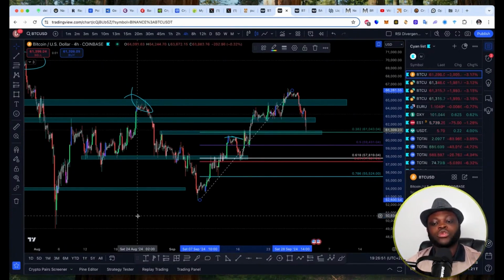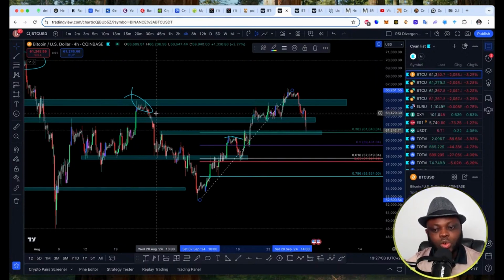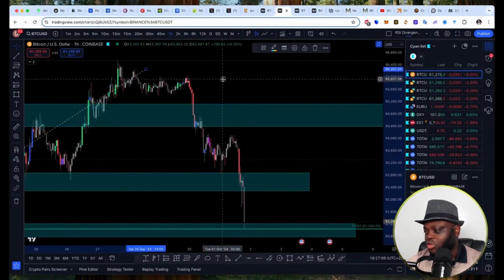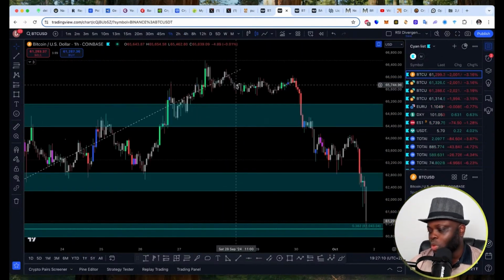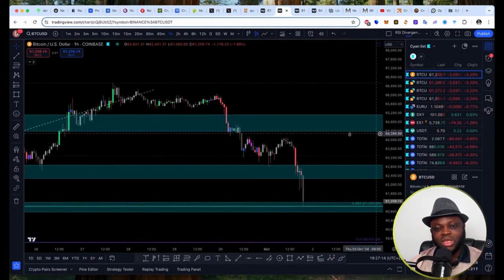Now let's wait to see if the pullback is going to respect structure. If the pullback does respect structure, then we are good to go. So how are we going to know that structure is broken? Let's go to the 1 hour time frame. Let's look at how our structure is going to be broken. When can we confirm structure to be broken? So this is something that is going on here.